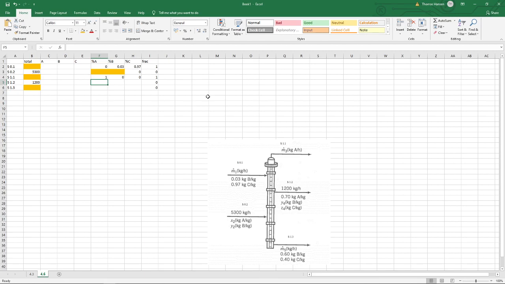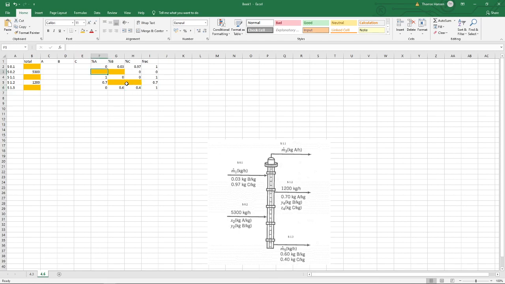In 1, 2, what are we told there? We're told we have 70% of A, and we don't know how much we have of B and C. And in the final one we are told we have no A, we have 60% of B and 40% of C. So these are the unknowns we have.